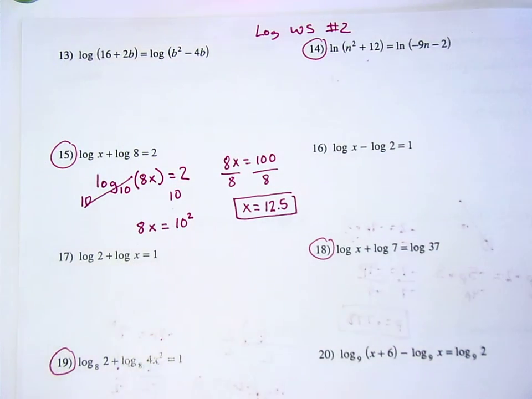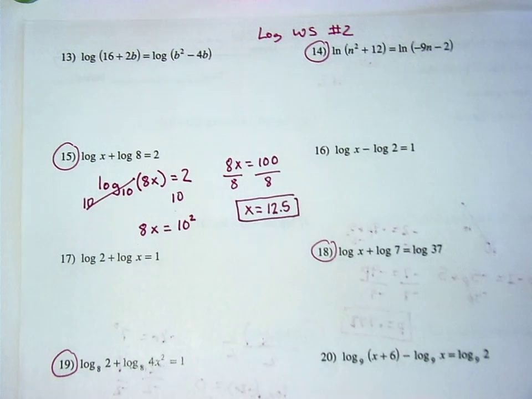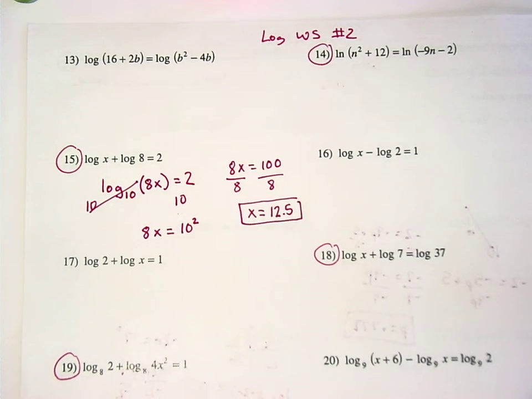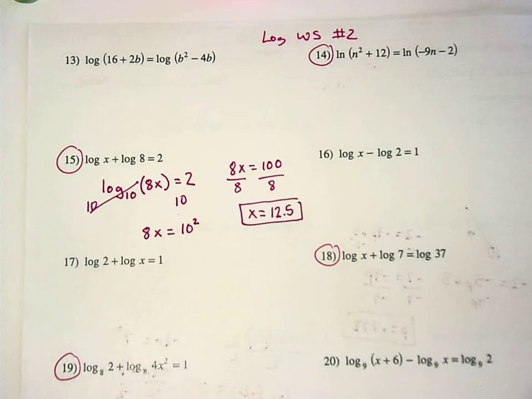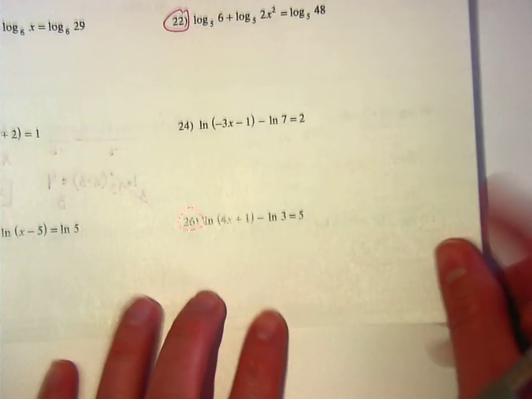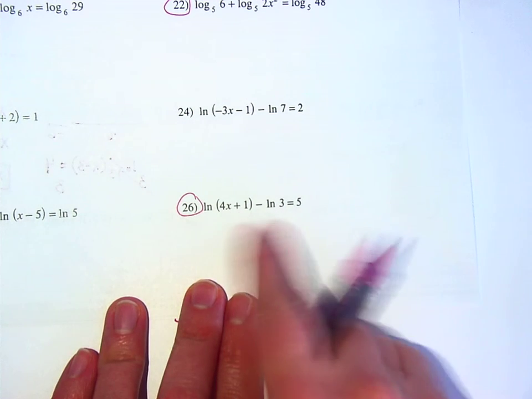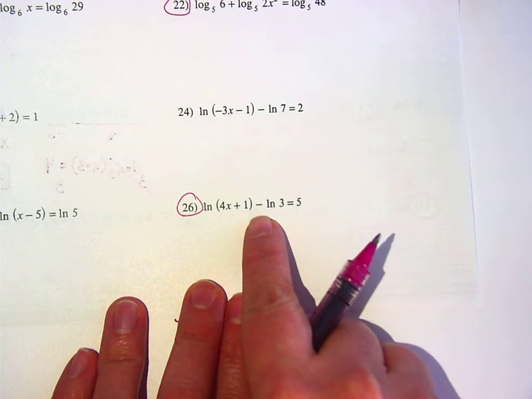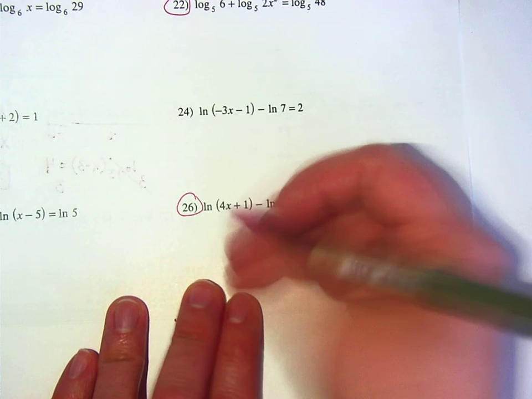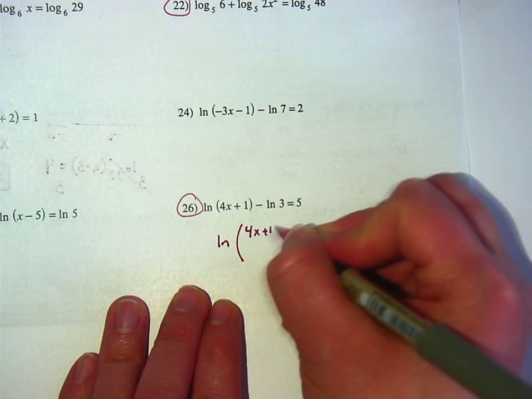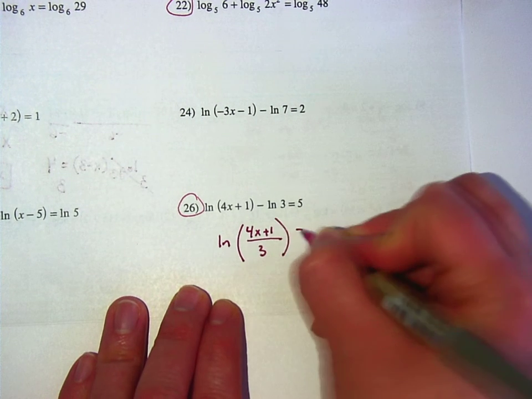Let's do one more. Let's do number 26. Can we do one where it's like a log of 8? Would you do everything the same, just a base 8 instead of a base 10? All right, 26. Do you see how we're going to have to combine these first? How do you combine logs if there's a minus between them? Divide. So this is the natural log of (4x plus 1) over 3 equals 5.